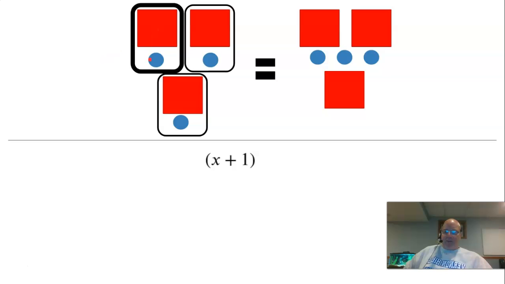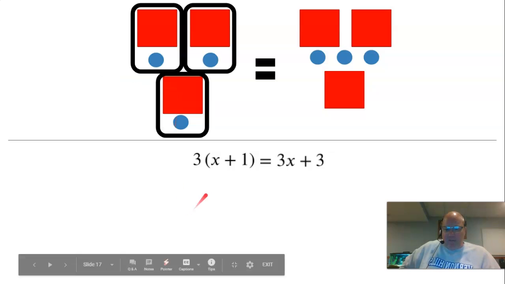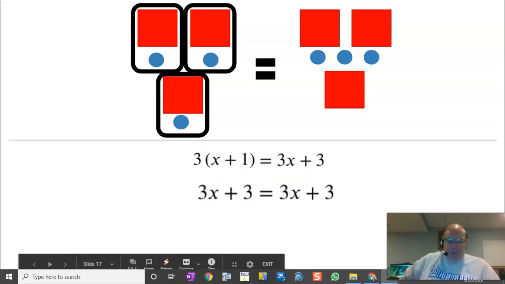So I got my X plus 1, but since I have 3 boxes, I'm going to multiply that by 3. And on the right-hand side of the equation, I got X plus X plus X plus 3, or I can say 3X plus 3. So I'm ready to go ahead and solve this thing. I'm first going to distribute the 3 through. So that gives me 3X plus 3 equals 3X plus 3.